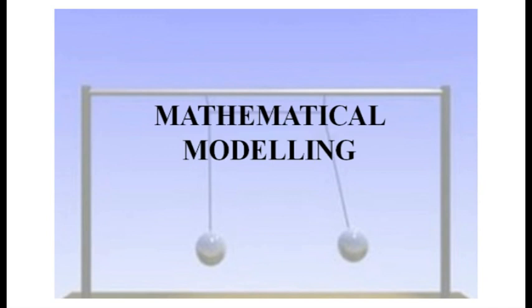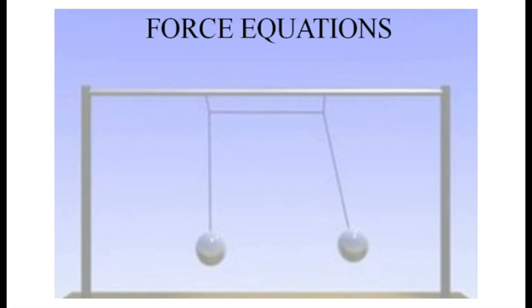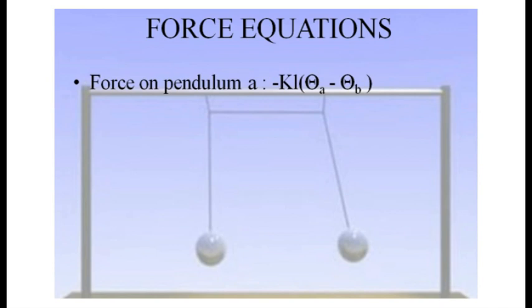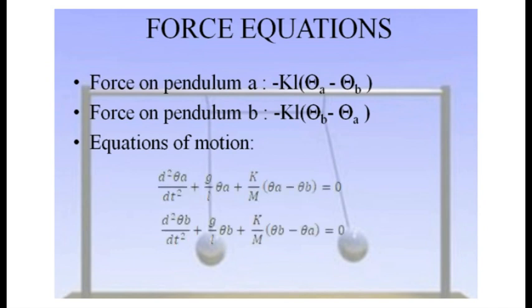Let's look at the mathematical modeling of the coupled pendulum. Coming to the force equations for the system, the force on pendulum A is given by minus KL into theta A minus theta B, whereas for pendulum B it is minus KL into theta B minus theta A. Hence, the equations of motion turn out to be second order differential equations, where theta A and theta B are the angular displacements of the pendulums, K is the force constant and M is the mass of the bobs.